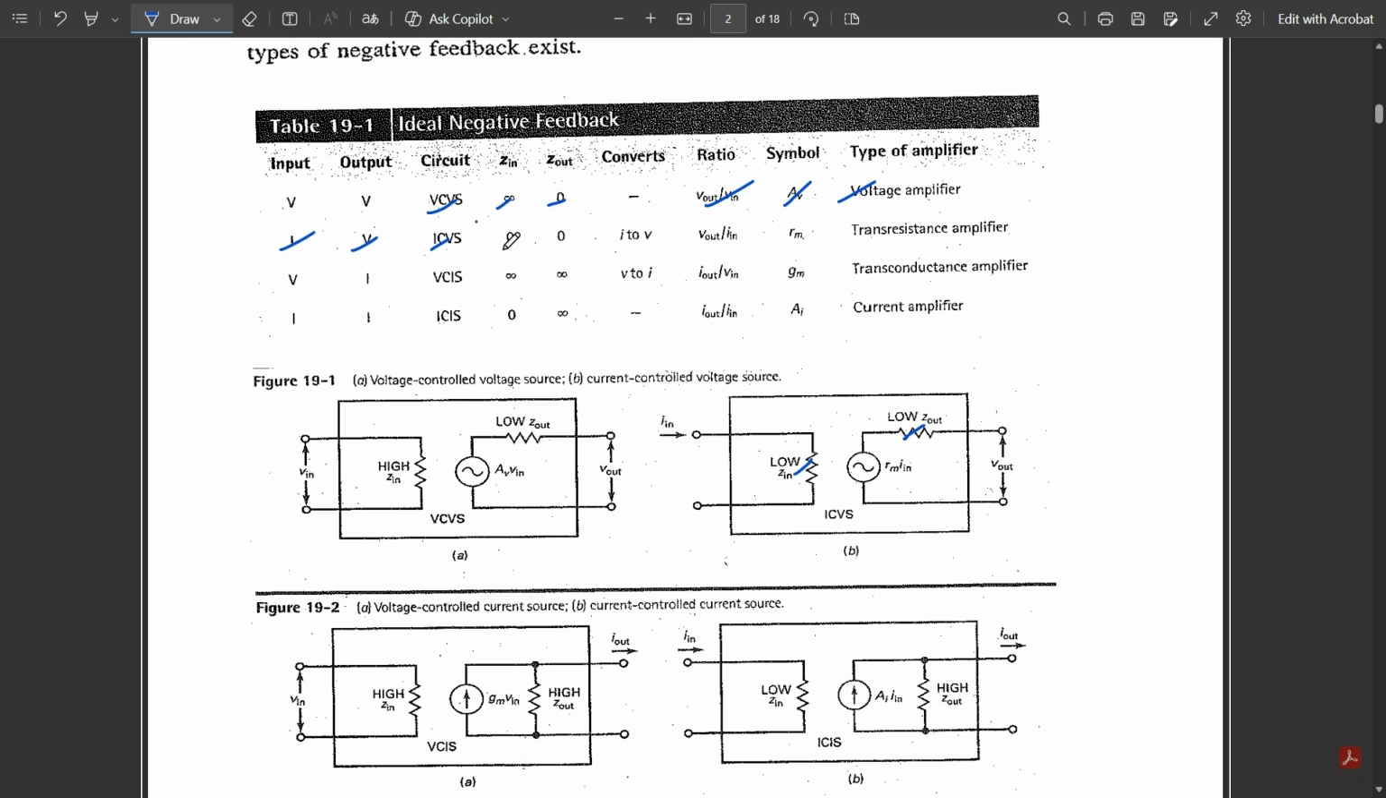For this, both input impedance and output impedance are zero, because both are in the low state. Then it converts current to voltage. Initially current is the input, and with respect to this operation, the output generated is a voltage, so that's why it converts I to V.